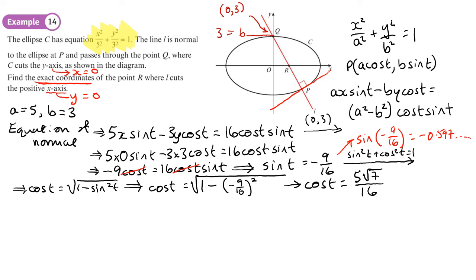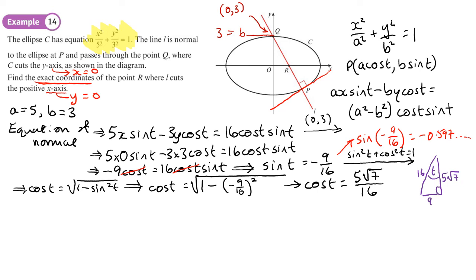Now I could actually have drawn a right angle triangle, call this angle here t, and then say that the hypotenuse is going to be 16, this side here is going to be 9, and then just used the square root of 16 squared minus 9 squared, so this side will be 5 root 7. Then that would give me 5 root 7 over 16 for cos t, the exact value of cos t, and then use the CAST diagram to check its sign, and that would be positive.